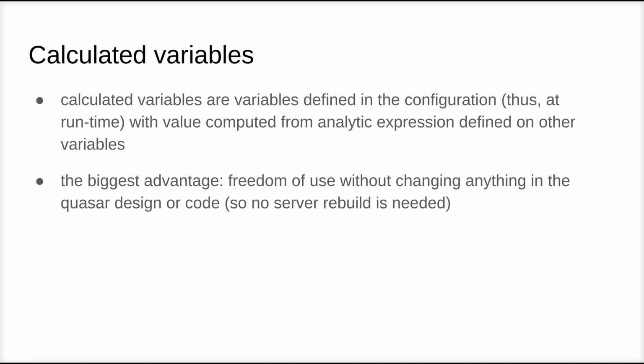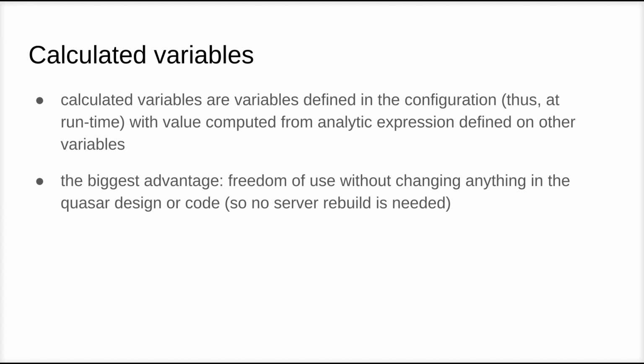So calculated variables are variables defined in the configuration, and this is the primary takeaway point here. Recall that in the previous parts we've been adding cache variables, and we did that in the design. And whatever we put in the design requires recompilation. So of course you can add another variable in the design, but then you have to recompile, and that possibly changes your configuration schema. So it's not a very dynamic thing.